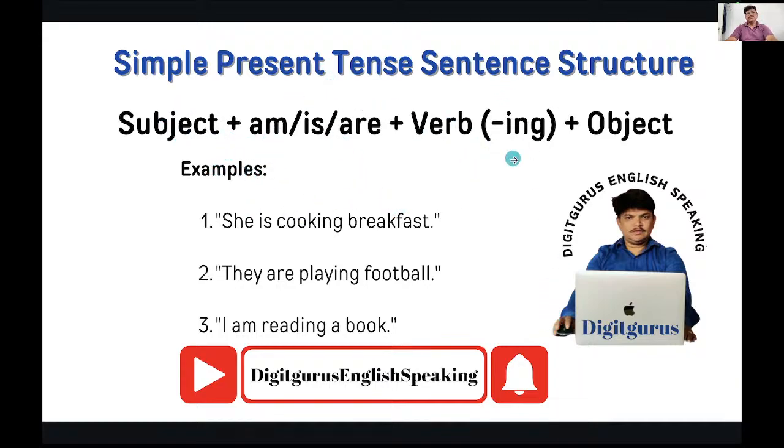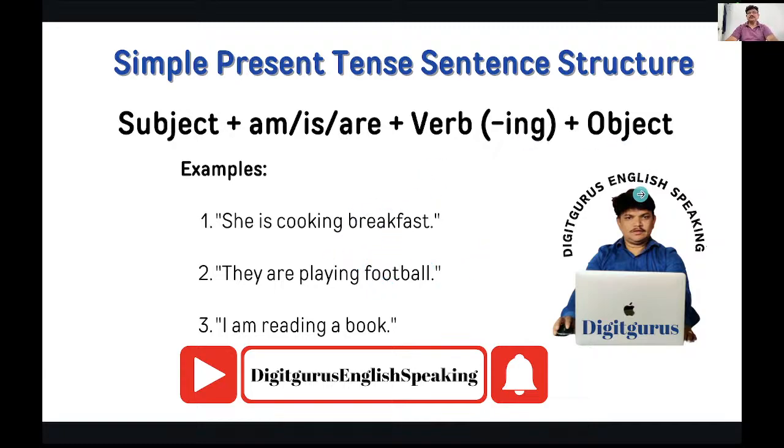So here is the structure of present continuous tense: subject plus am, is, are, plus verb with ing, plus object. Now you see the examples. She is cooking breakfast. Here she is the subject. We have used is. Cooking is the verb; here cook is the verb, and we have used ing at the end of the verb, so it has become cooking.